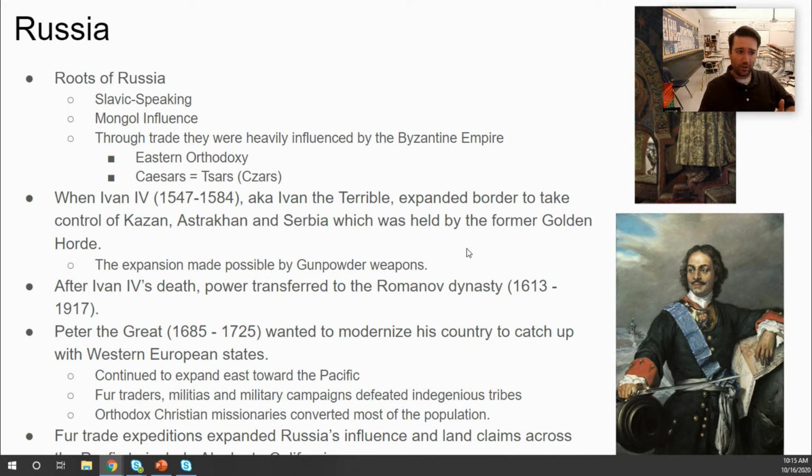On top of that, the term for the leaders is czars, which translates from what the Byzantines called their emperors, which were the Caesars. So Caesar, Tsar, that is another example of the influence that the Byzantine Empire had on the making of Russia.